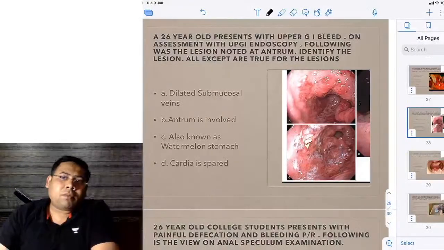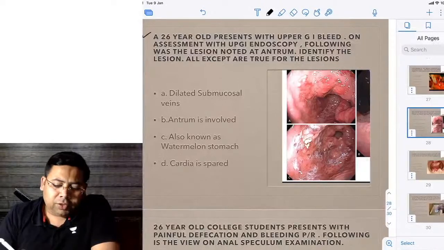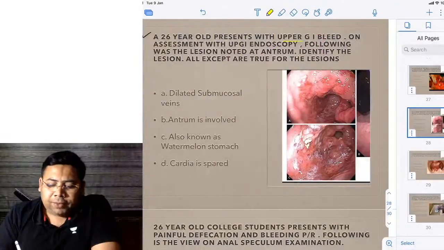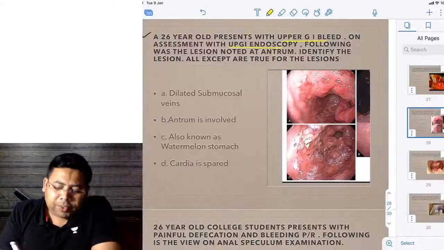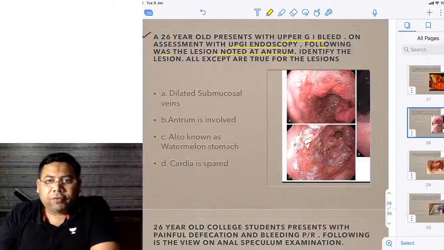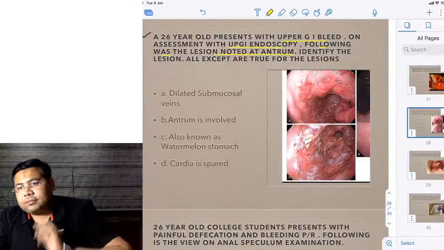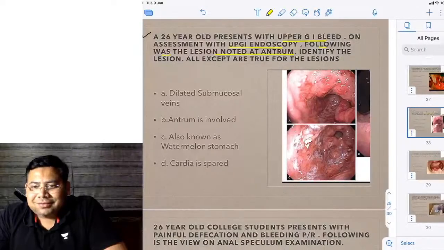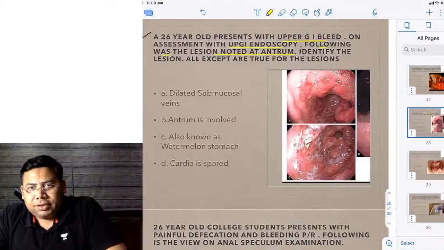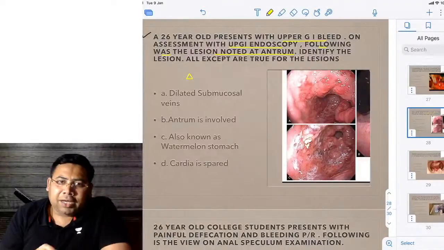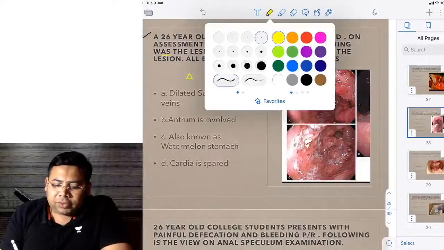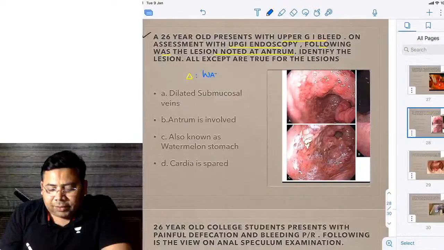Answer me this question. A 26-year-old presents to you with an upper GI bleed. On assessment with the upper GI endoscopy, the following was the lesion noted at the level of the antrum. Identify the lesion, and all except are true for the lesion. Let us see. But what is the diagnosis? Tell me the diagnosis first. Students, diagnosis. Excellent. The diagnosis is, we have a watermelon stomach.